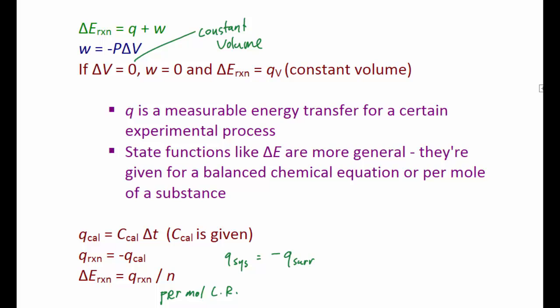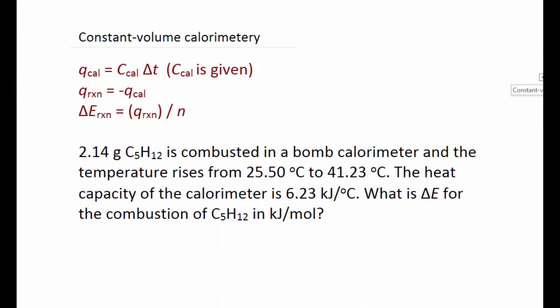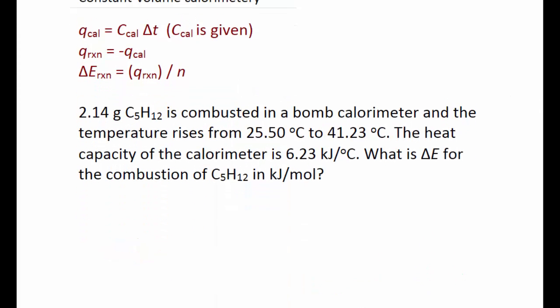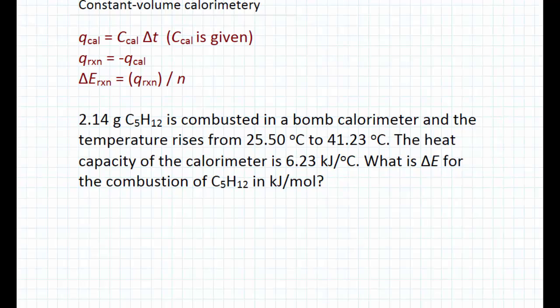Okay. So let's just quickly do one of these. Same equations right there. We have a mass of certain compound, C5H12, that's pentane. It's combusted in a bomb calorimeter. Temperature rises from Ti to Tf. Heat capacity is 6.23 kilojoules per degree C. What is delta E?